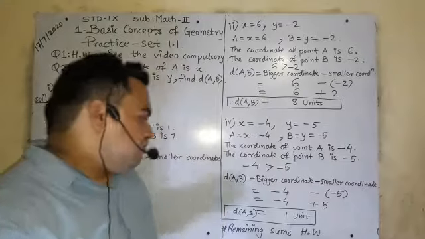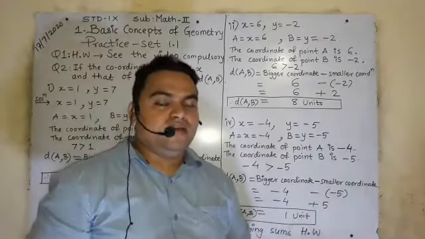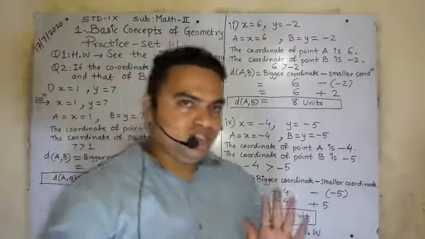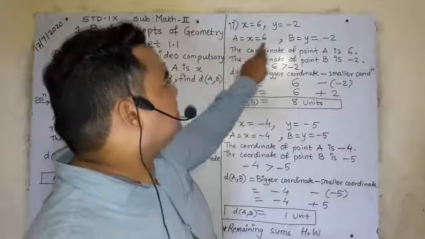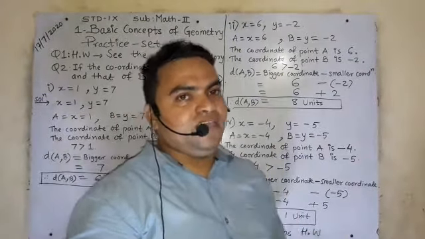Is it clear? So now I have written over here, the remaining sums will be homework. I hope you will do the homework and you have understood. It is the same as question number 1. Only this first line is added over here. X is A and Y is B.